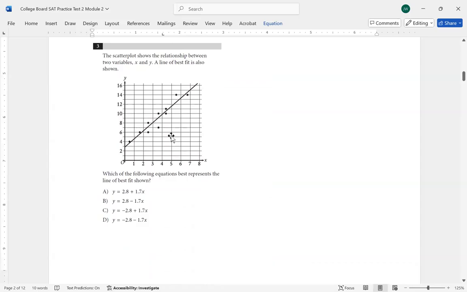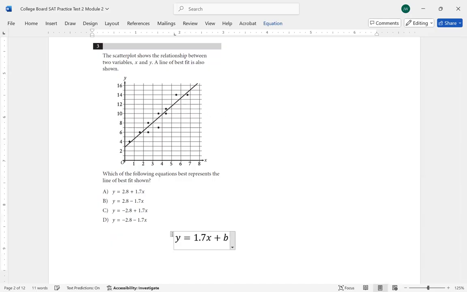Question 3 says, the scatter plot shows the relationship between two variables x and y. A line of best fit is also shown. Which of the following equations represents the line of best fit shown? Well, first off, we look at this line and we see that it has a positive slope. So when we think of this line, it'll be y equals a positive number times x plus b. Now, the only options for slope are a positive 1.7 and a negative 1.7. Since it's clearly positive slope, because as you move left to right, it's moving up, the m is going to be a positive 1.7.